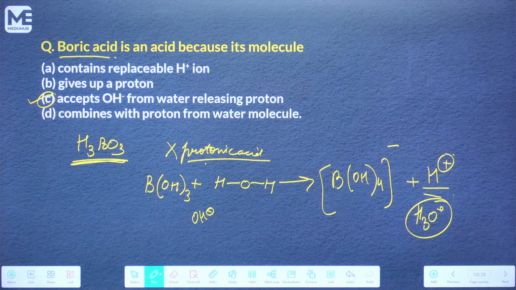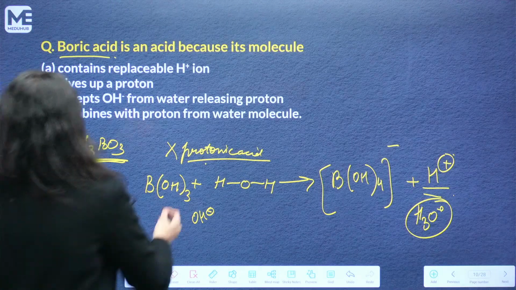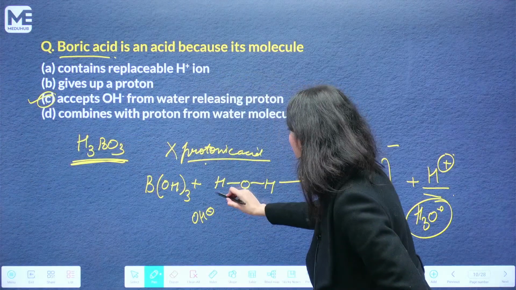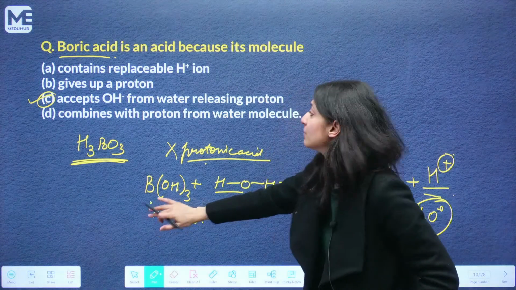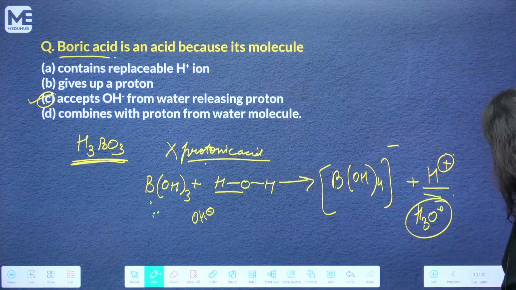You got it correctly, Rishabh and Masarat. No, Masarat, it is not A. The correct answer is C. It accepts OH minus because it is an electron deficient compound and furnishes a proton.